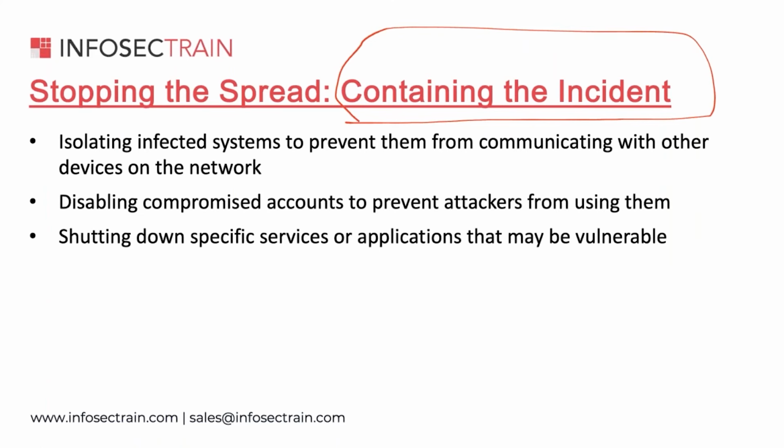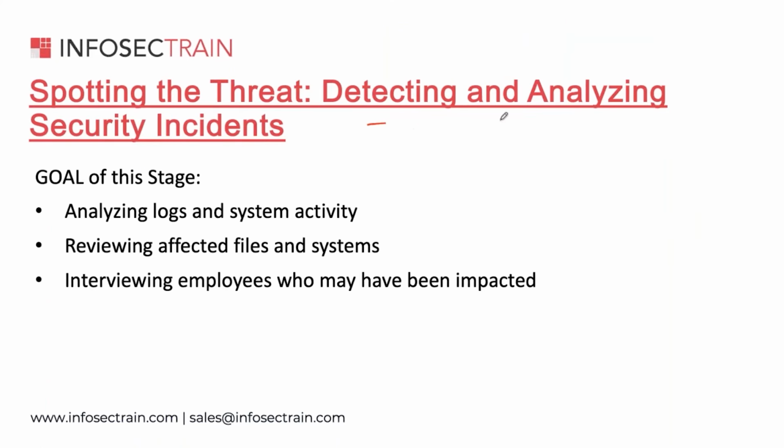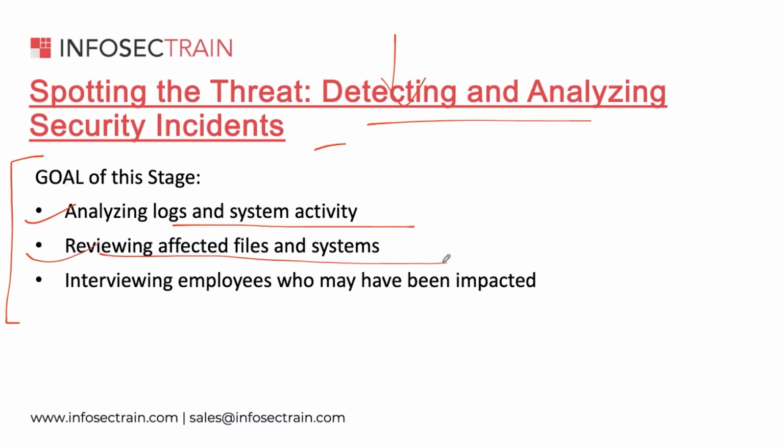But if we talk about the last slide, which is detecting and analyzing, the goal by now is very clear. We need to analyze the log and system activity to detect a threat. We need to review the affected file system, and start interviewing employees who may have been impacted. For example, if their system crashed, I'll ask them simple questions: when you left yesterday, was it working fine? What changes did you make? When did you notice this problem? This helps us pinpoint a timeline, which can help my investigative team further.